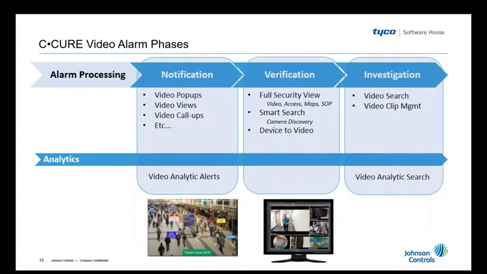So when we talk about video alarm phases, we break that up into 3 main areas, starting with notification. So that's where you're tying in your video views, your video pop-ups for any incoming alarms. Then we move to the second phase, which is verification. This is where you're utilizing the tools. A lot of these became available to you in Secure 9000 2.8, where you have those smart layouts, and you also have that pre and post video recordings automatically set up for you.